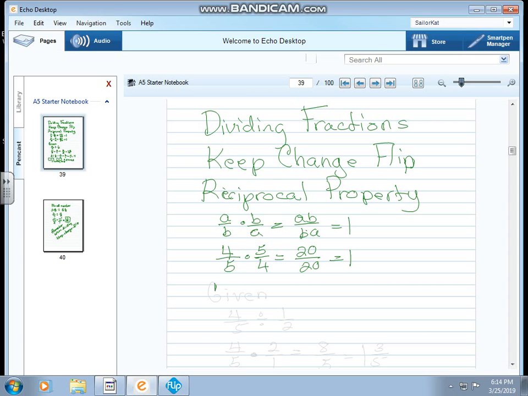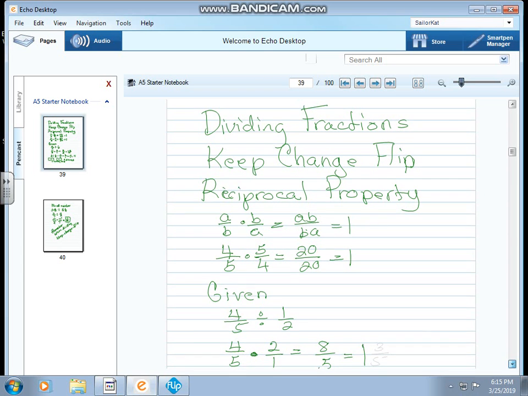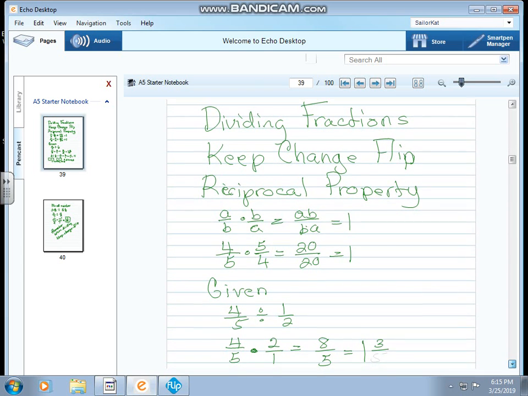So, an example of division with fractions is 4/5 divided by 1/2. Keep the first fraction, change to multiplication, and flip the second fraction. Now you can multiply the numerators and the denominators, and if you want, make a mixed number, which is 1 3/5.